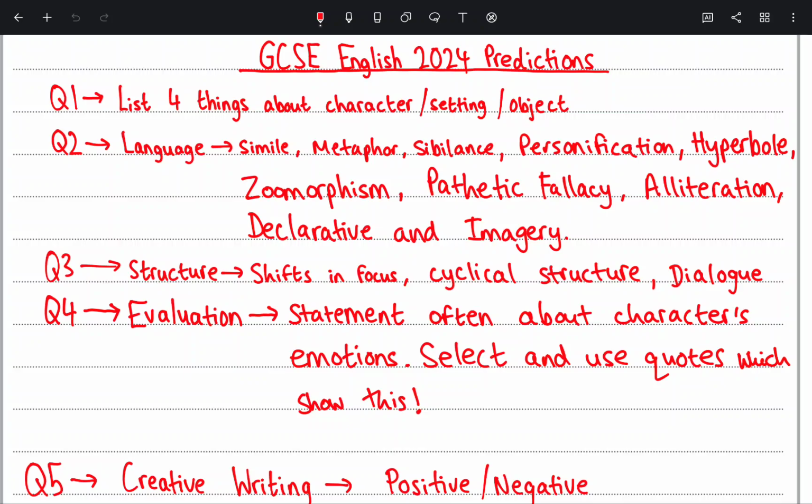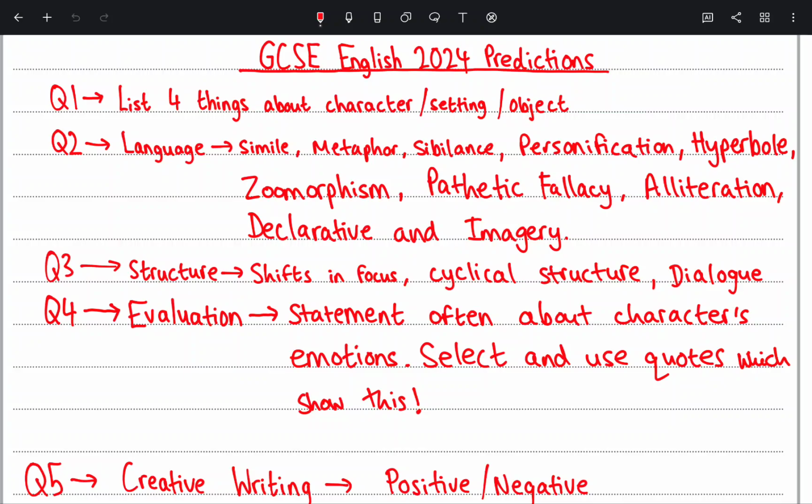Now, the methods here is simply referring to how the writer uses language and how the writer uses structure. So these are things that you need to comment on. Now, my prediction is that it will be on a character's emotions. Okay, a student said dot dot dot that this character felt like this because of dot dot dot. So you have to tell us to what extent do you agree.